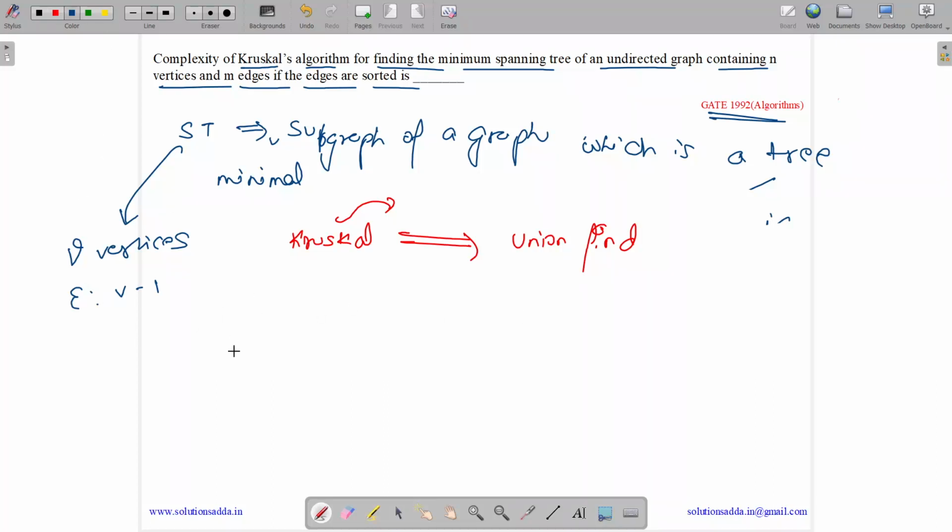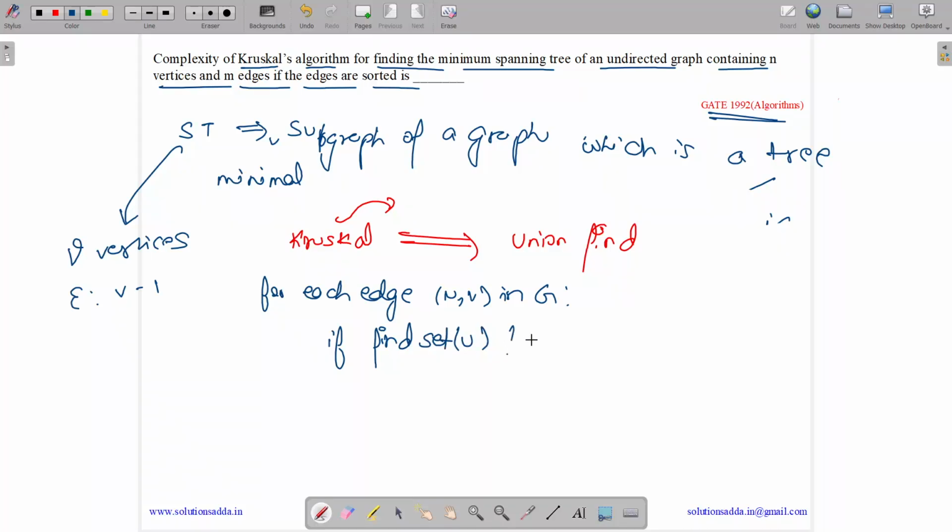So how will the algo look like? The algo will look something like this: for each edge UV in our graph G, we will check if the find set, which is the particular set in which U is present, is not equal to the find set of V. If they have different find sets, then we will do the union of U and V.